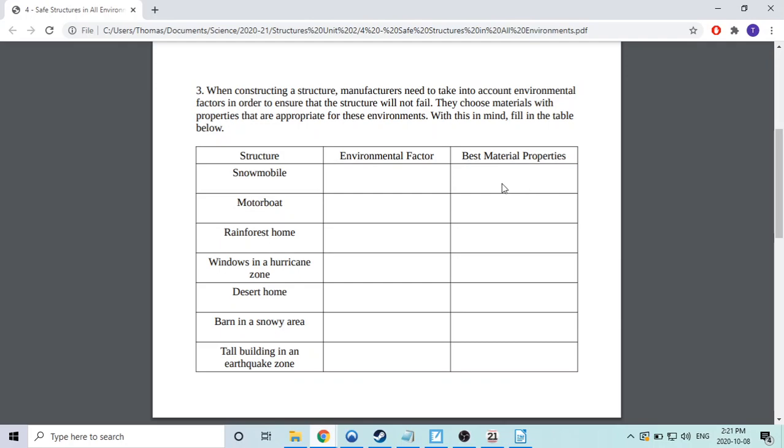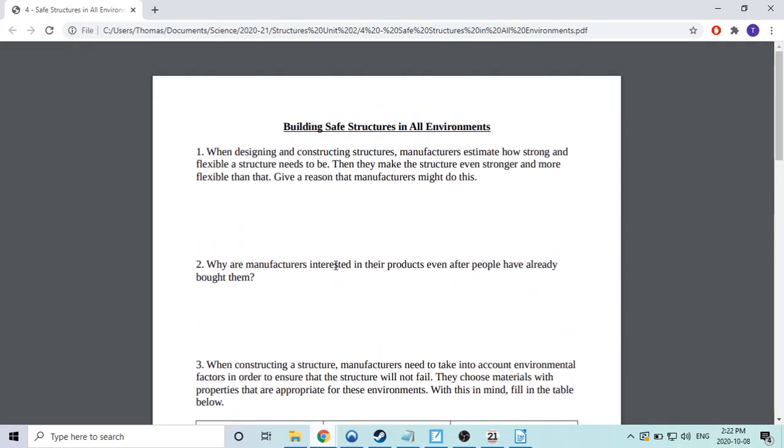All right, I want you to put one good material property that you'd have to consider for each of these things. Okay, so snowmobile, motorboat, house in a rainforest, windows in a hurricane zone, house in a desert, barn in a snowy area, and a tall building in an earthquake zone. All right? Okay, so that is your task for today.